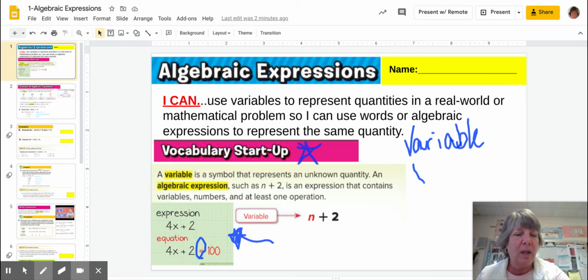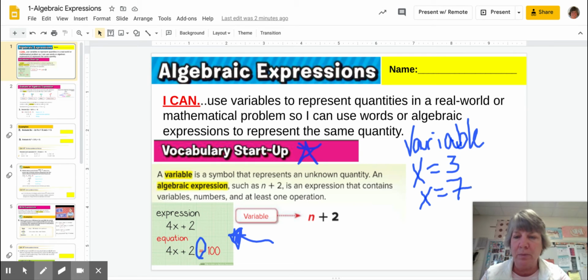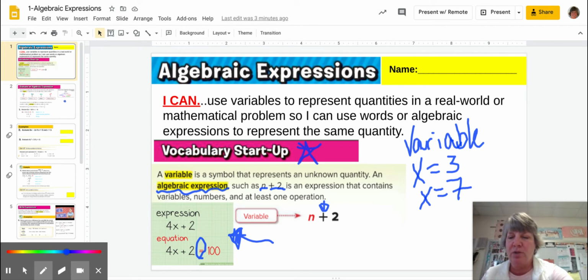So a variable x in one expression could be equal to 3. Then in another expression, x could be equal to 7 or 9 or 3.2. So now we have an algebraic expression. So it means I have a variable with some numbers, and it contains variables, numbers, and at least one operation. Okay, and there's my operation. All right, so we go on to slide 2.